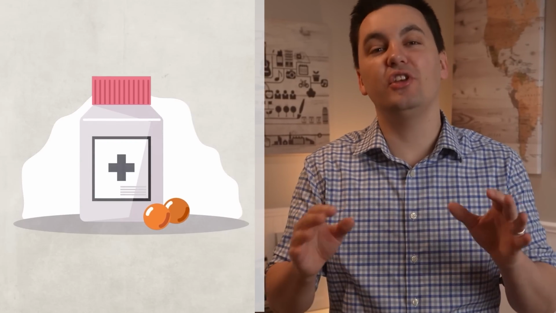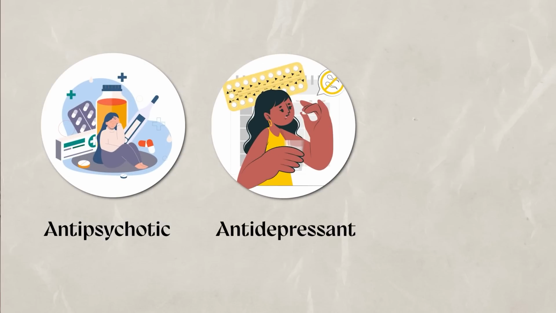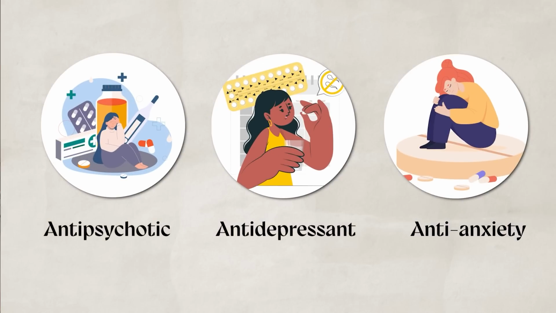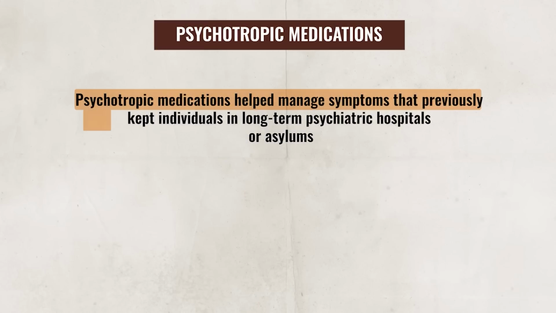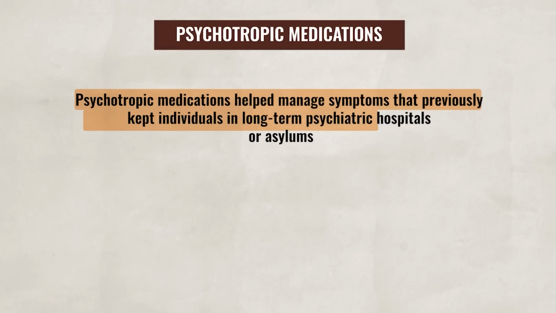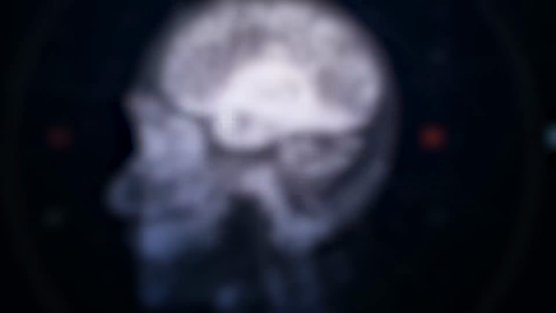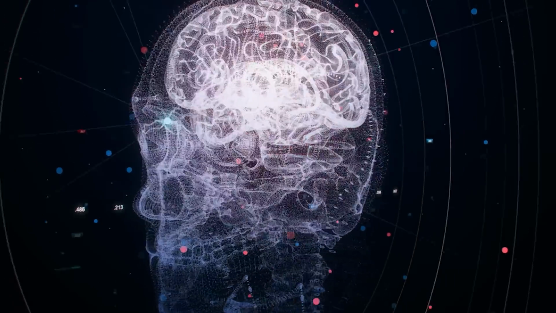Today, we cannot talk about treatment without also talking about medications. We can see that around the mid-20th century, the development of antipsychotic, antidepressant, and anti-anxiety drugs changed the treatment scene. These psychotropic medications helped manage symptoms that previously kept individuals in long-term psychiatric hospitals or asylums. For context, when you hear psychotropic medications, just think about medications and drugs that are used to treat mental health conditions. These are drugs that affect brain function and alter mood, behavior, emotions, or cognitive processes.